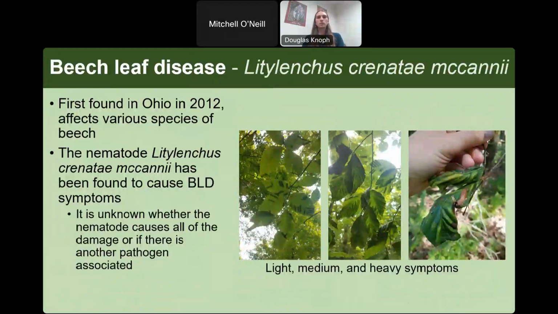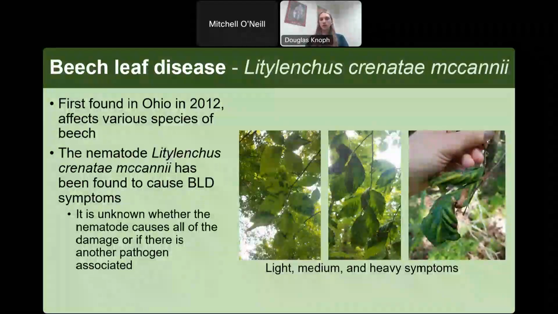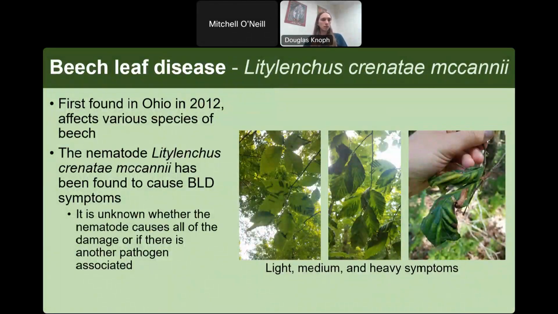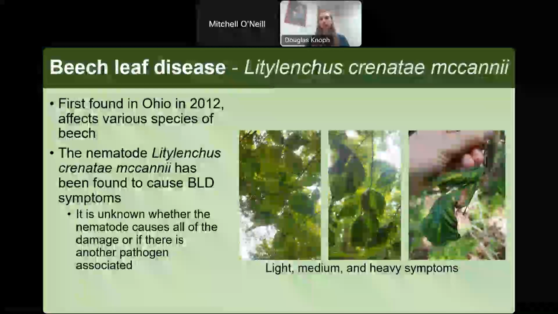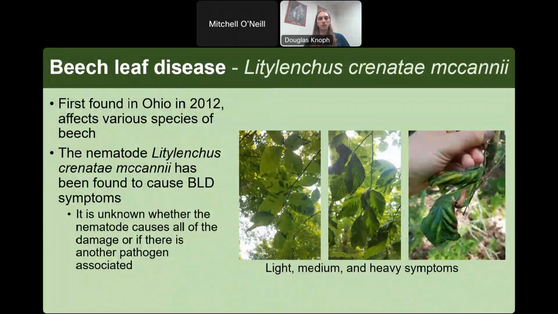Starting out with beech leaf disease, this is something that first cropped up in Ohio in 2012, and has slowly been spreading eastward over the past several years. It's found to affect the various species of beech, primarily the American beech that we have across New York State, but also European beech and other ornamental variants that people might have planted in landscape settings.